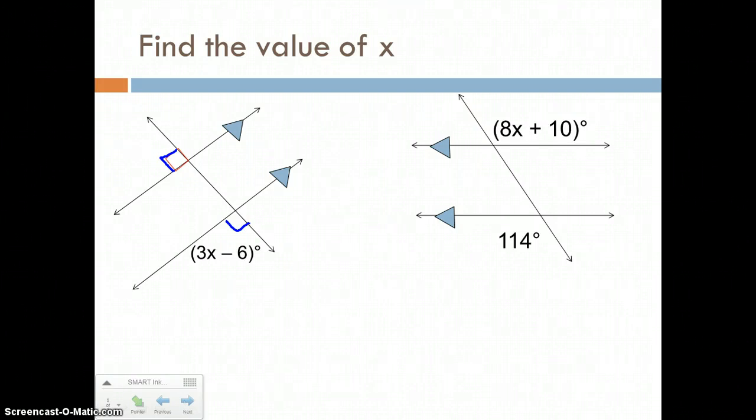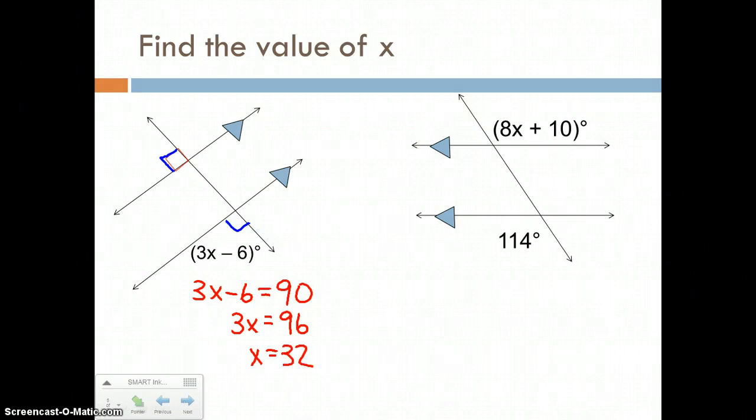Well, if it's 90 degrees, but it's also 3x minus 6, then we can just say 3x minus 6 equals 90 degrees. Now all we have to do is solve for x. So I'm going to add 6 to both sides. I get 3x equals 96. Divide by 3. And x equals 32.